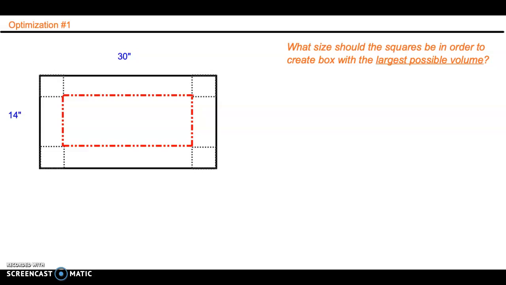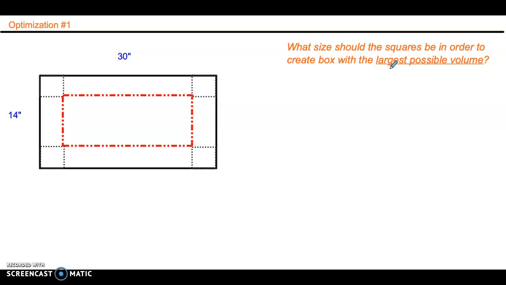When we talked about this optimization, I always told you, focus in on the question. That's going to tell you what you need to solve for and what the equation needs to be. So, for number 1 on the 2 problems that I'm asking you to do this week, it's talking about a supermarket, taking a cardboard that's 14 by 30 inches, cutting some corners out of it, folding up the tabs to make a box. But the question says, what size should the squares be in order to create a box with the largest possible volume? So, we are trying to maximize the volume.